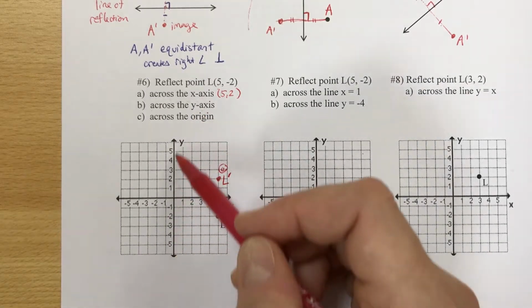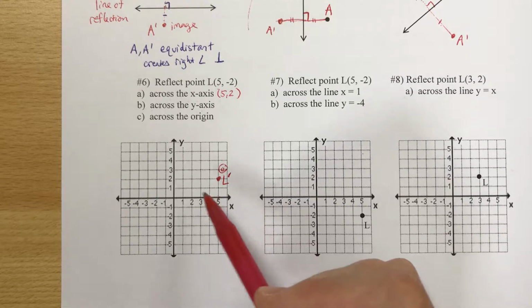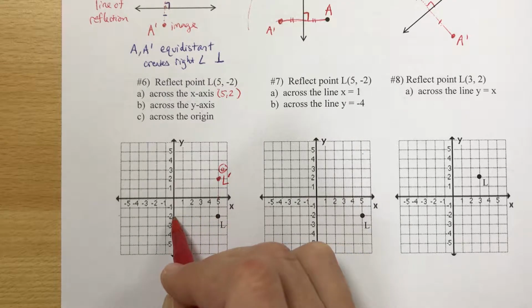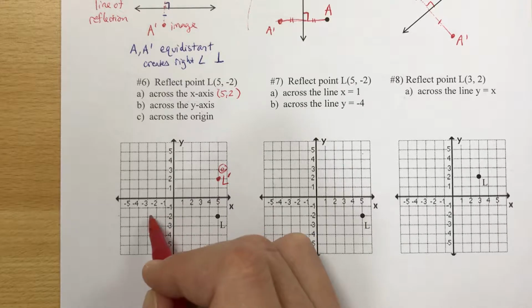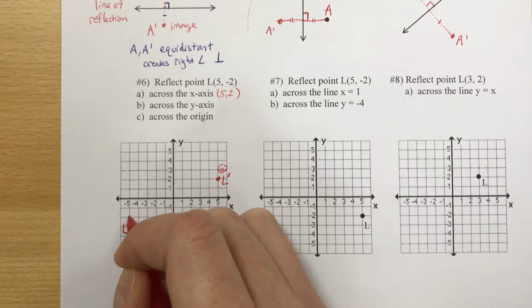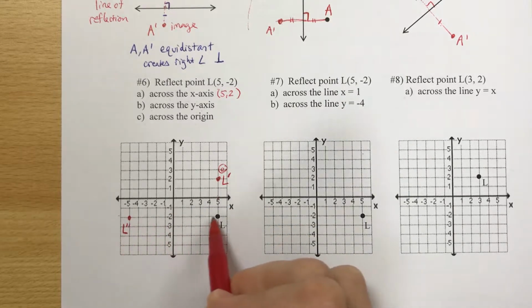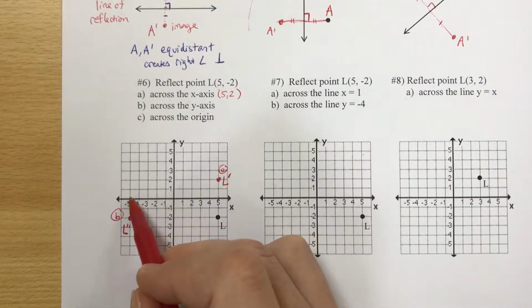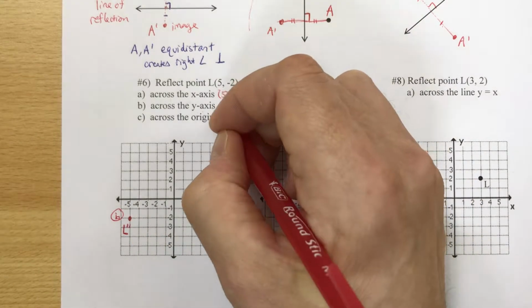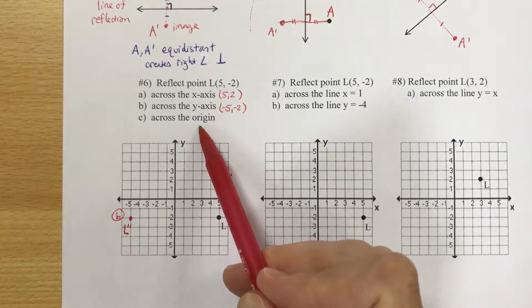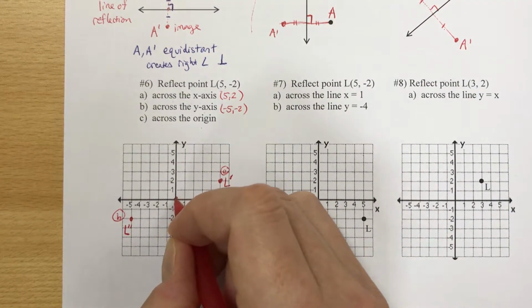Part B, let's go across the y-axis. Now the y-axis is vertical, so if we're on the right side, we're going to go to the left. Again, I'm going to count straight to the line. 1, 2, 3, 4, 5 to get to the line. And then from here, 1, 2, 3, 4, 5. I'm going to call this L double prime. Okay, that's my second image from that. So that's for part B. Now those ordered pairs, that's -5, -2. The last one is across the origin. Now the origin is here at 0, 0.